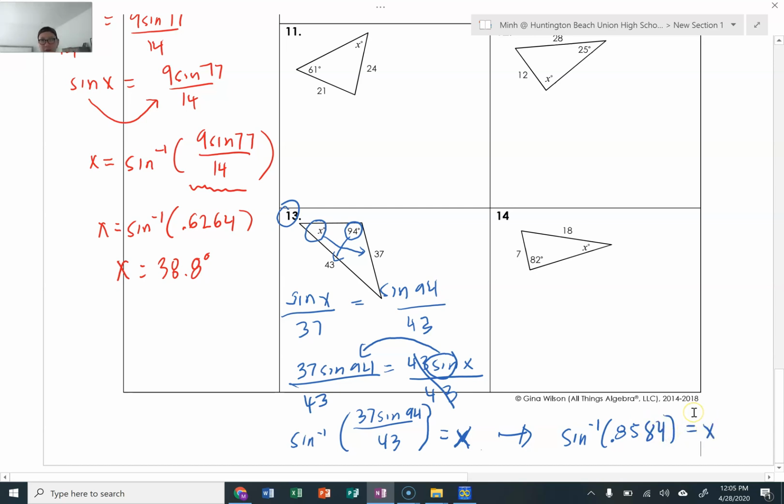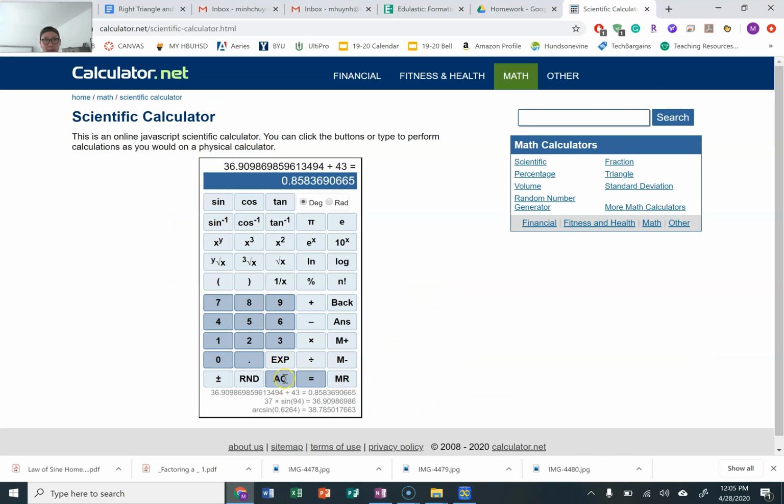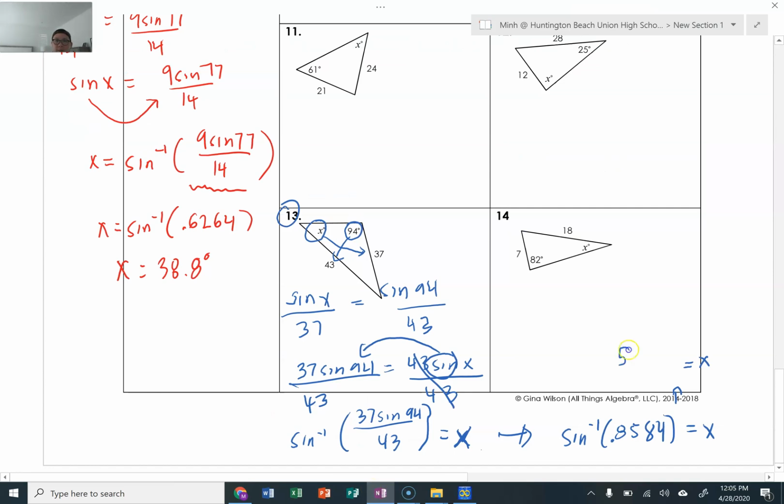And when you put that into your calculator, I know I'm moving everywhere. The beauty of having a Surface Pro and pen is I can just move everywhere. Of course, you guys are going to do it a lot neater than I am. So that's inverse sine 0.8584. Clear that up. Inverse sine 0.8584, and I'm going to press enter. If you do that correctly, you should get around 59.1 degrees. So 59.1 degrees is my final answer.